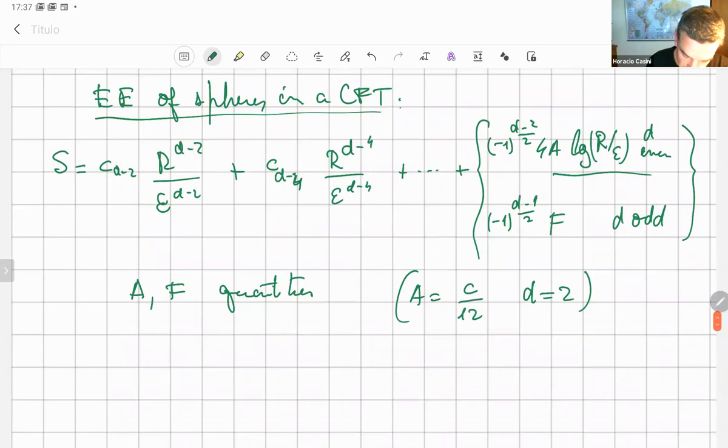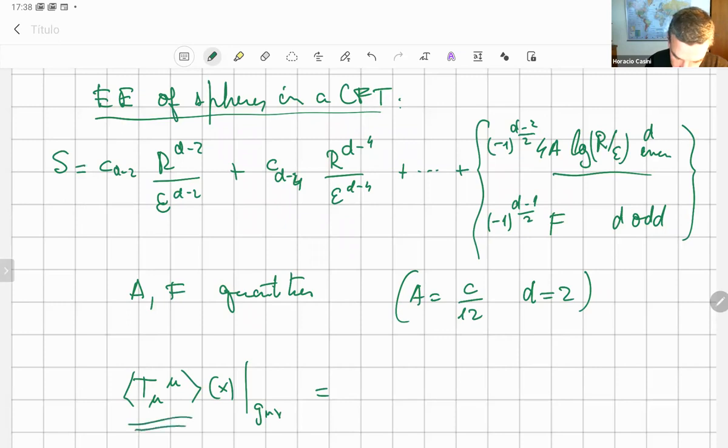What are these quantities? Well, A is given by the trace anomaly. If you have a conformal field theory and you take the trace of the stress tensor, it is 0. The stress tensor has 0 trace in a conformal field theory. But if you put it in a manifold with a metric different from the flat space, you get some contribution that has to have the same dimensions as the stress tensor, so it's dimension D, and it has to be constructed locally out of the curvature. So you have, in general, some expansion.